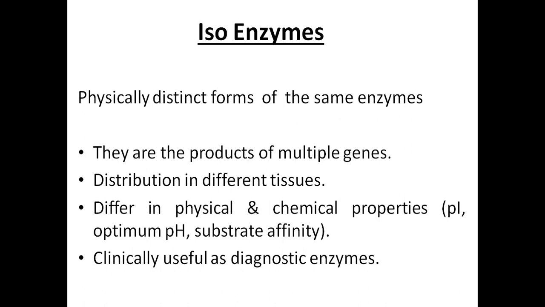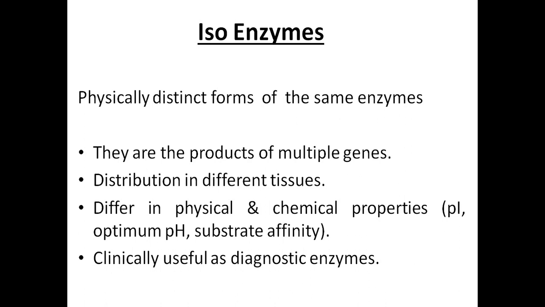These isoenzymes are distributed in different tissues, so they can be produced in different tissues but will be doing the same function. Since they are distributed in different tissues, there may be some physical difference. That is why they are called isoenzymes.